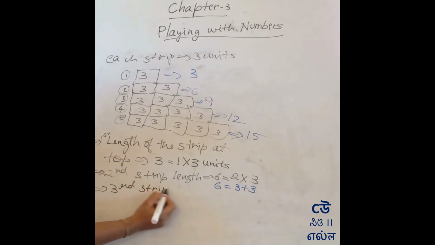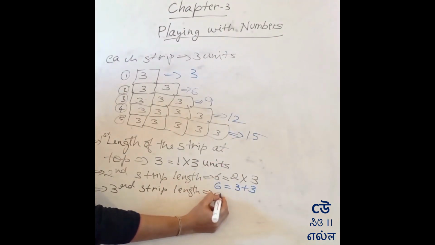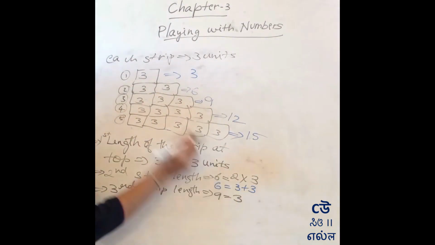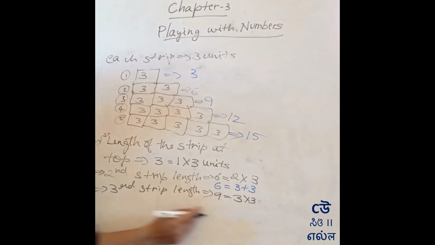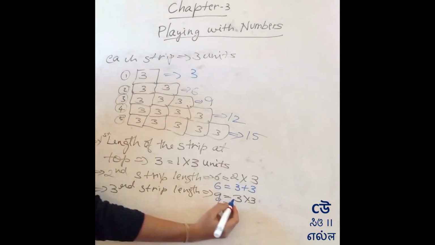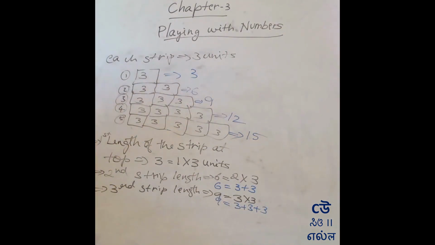strip, length is how much? 9. So 9 is equal to how many do we have? How many strips do we have? 1, 2, 3. 3 strips we have. Then what is the unit of each strip? Each unit is 3. So 3 3s is 9. Then one more, how can we write another way? We can write as 3 plus 3 plus 3. Okay.